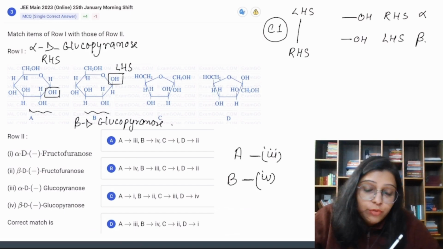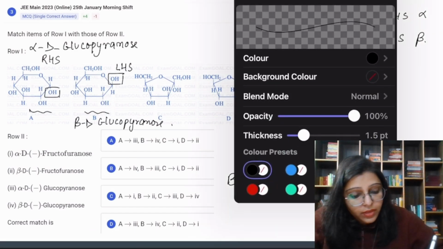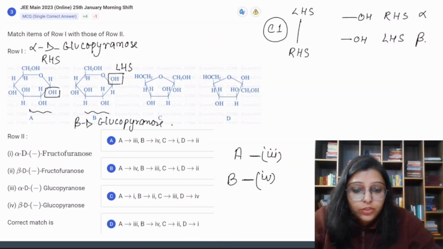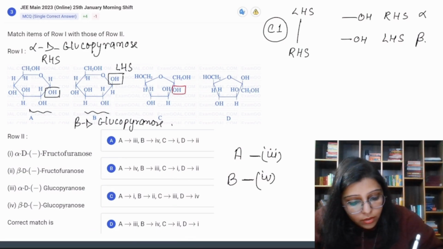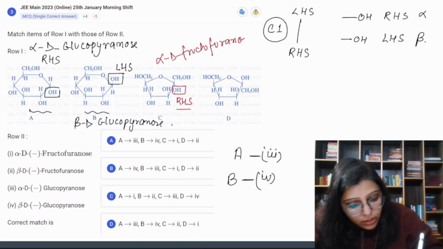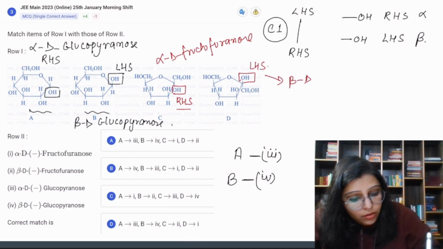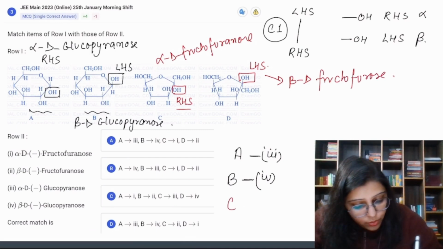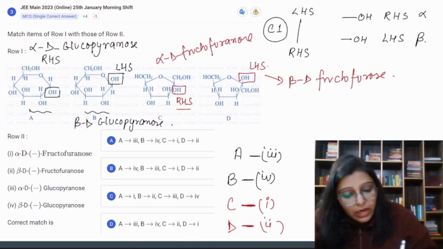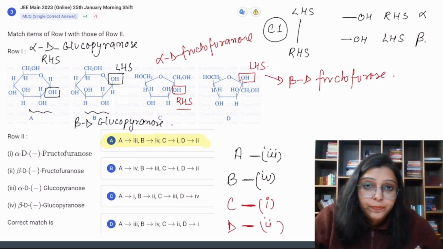Now similarly we have to check for fructose. In fructose we have two possibilities, CH2OH and OH. OH is on the right hand side, so this is alpha D fructofuranose. And this one is on the left hand side, that's why it is above, so this is beta D fructofuranose. So C can be matched with first and D can be matched with second. On the basis of that, option A is the correct answer.